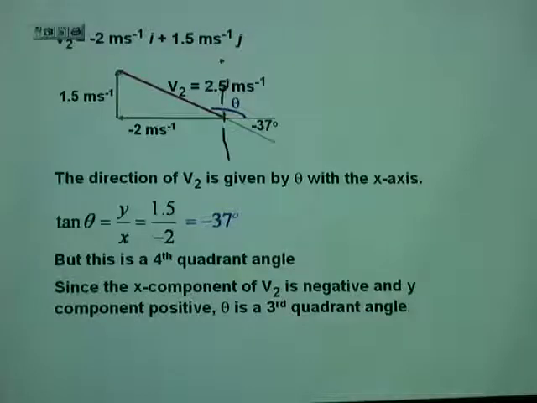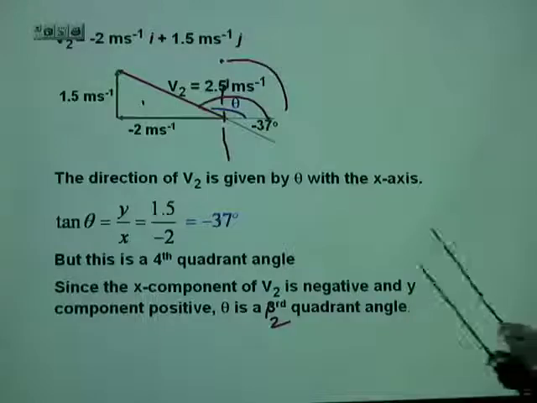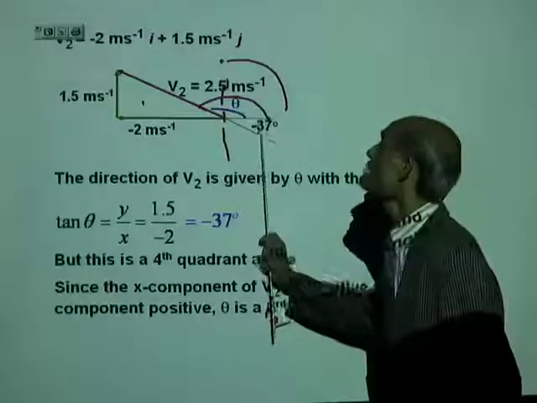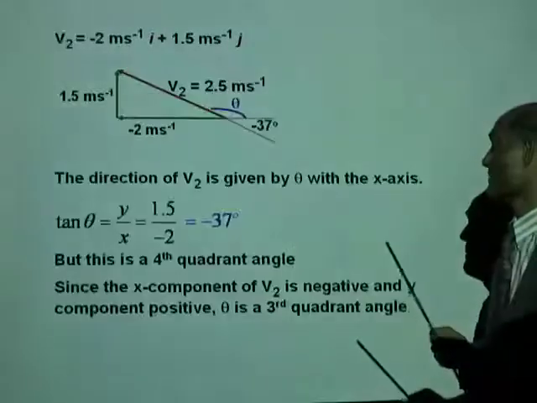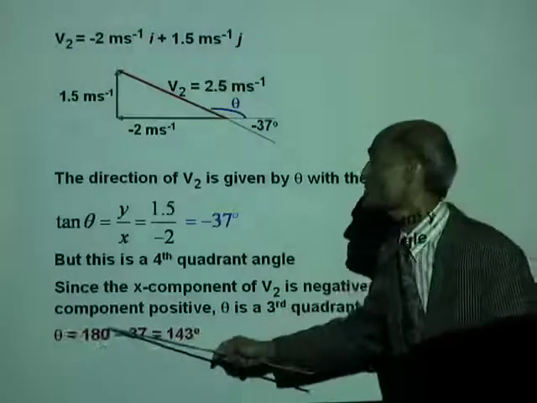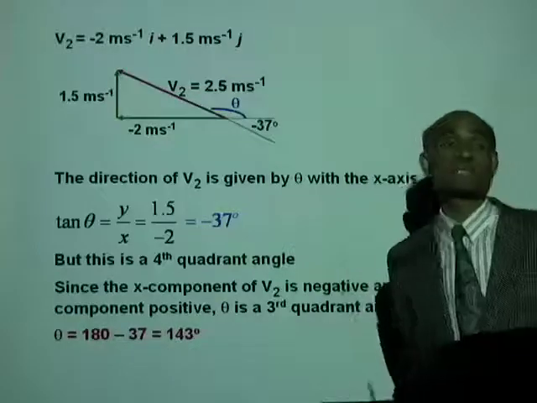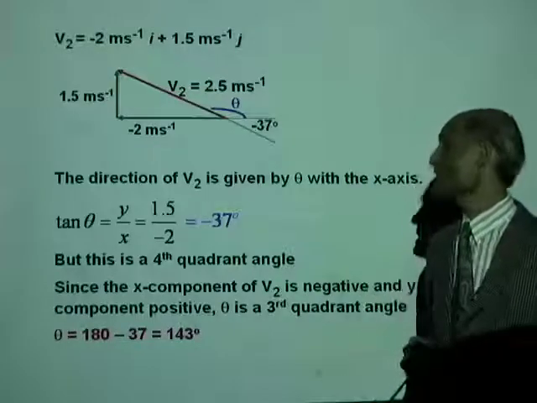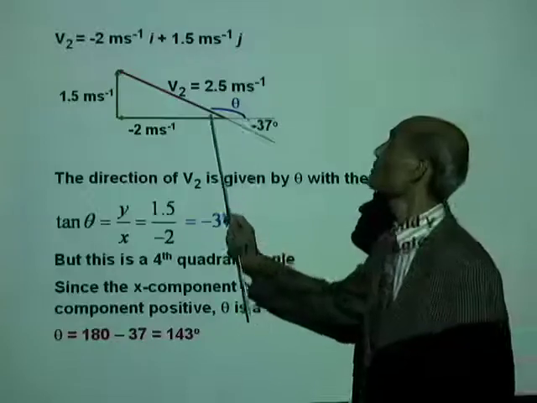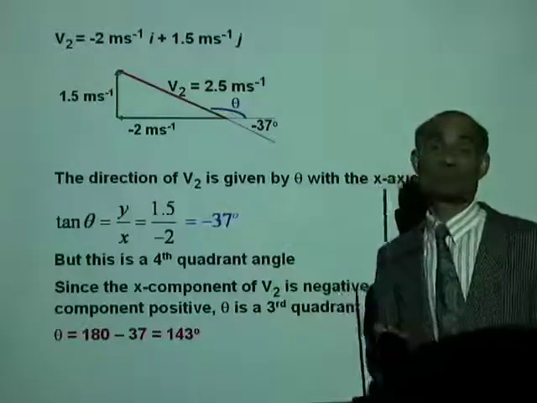Let's draw those quadrants there. If this is the first quadrant, that's the second quadrant. So the angle theta is a second quadrant angle. And how do you obtain that second quadrant angle? Add 180 to -37. So theta equals 180 plus -37, which is 180 minus 37. That is 143 degrees. That is that angle. Alright?